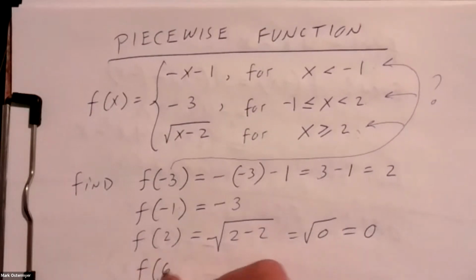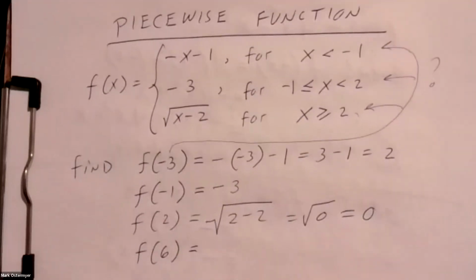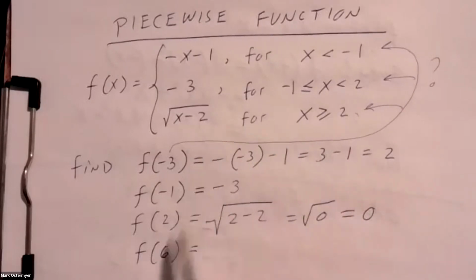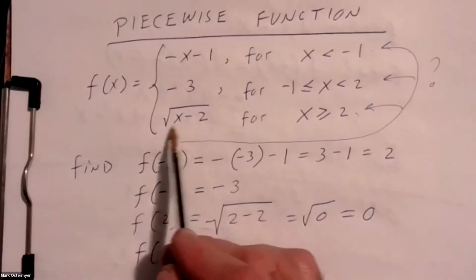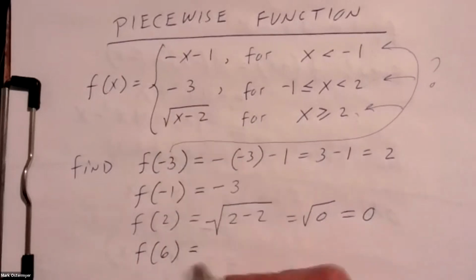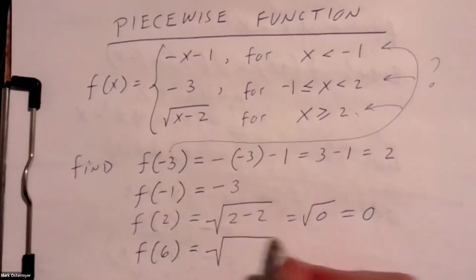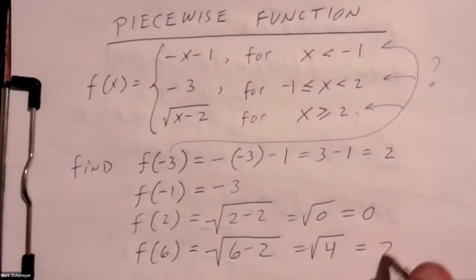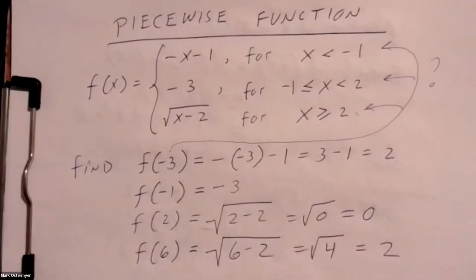All right, f of 6. What definition do I use to evaluate the function at 6? The last one. Yep, because 6 is in the last interval. 6 is some number greater than or equal to 2. Therefore, to compute the output of f of 6, we must use the last definition, which is to say f of 6 is the square root of 6 minus 2, which is to say the square root of 4, which is to say 2. And there you go.